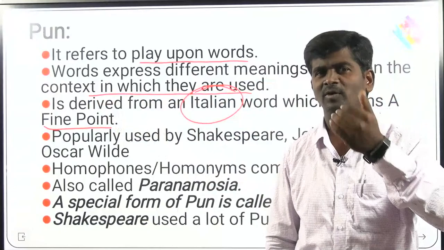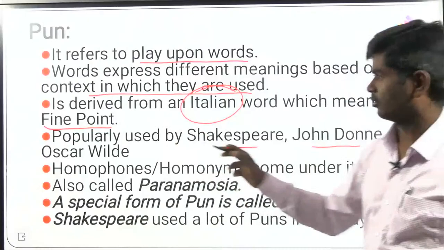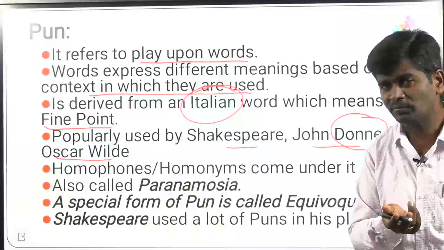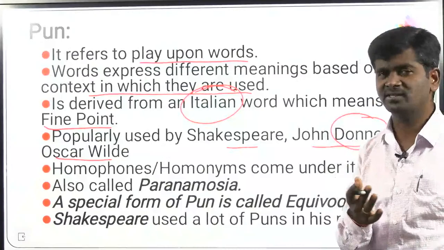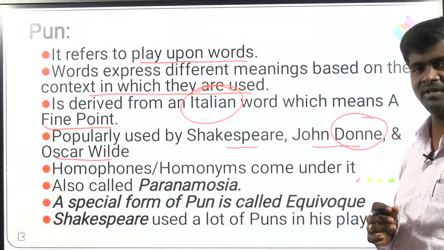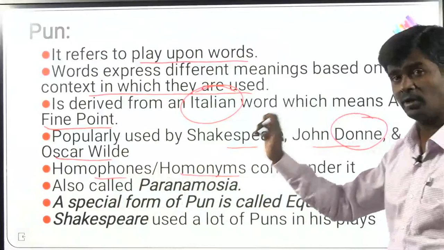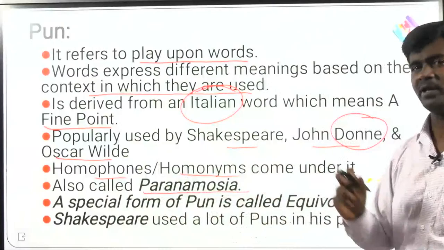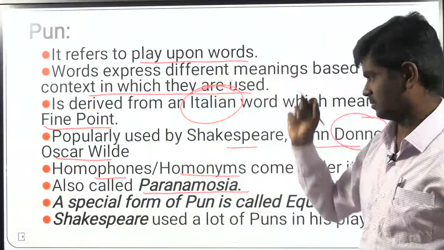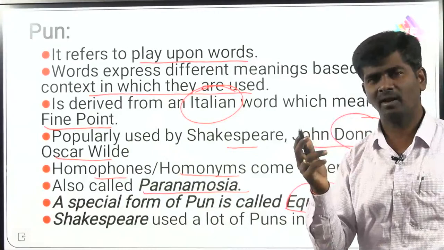It is popularly used by Shakespeare, John Donne, Oscar Wilde. For example, you can see Donne. Same pronunciation. You can also use: Donne has done many things in this world, which means first Donne, name of a person, second done, past participle, V3. Next, you can see homophones, homonyms. These all come under pun. And it is also called paronomasia. Very, very important. A special form of pun is called equivoque. So pun, paronomasia, equivoque can be used synonymously.